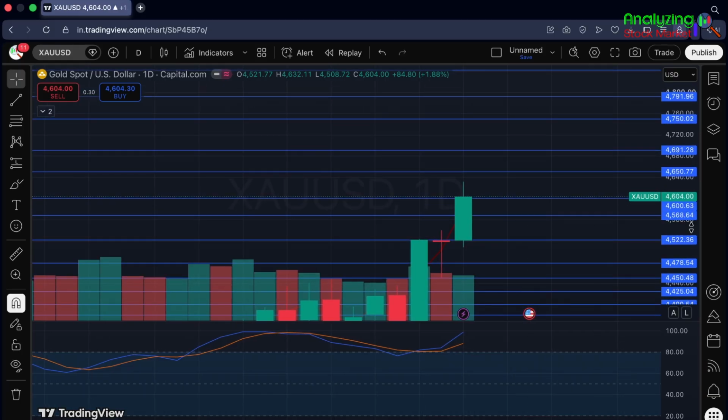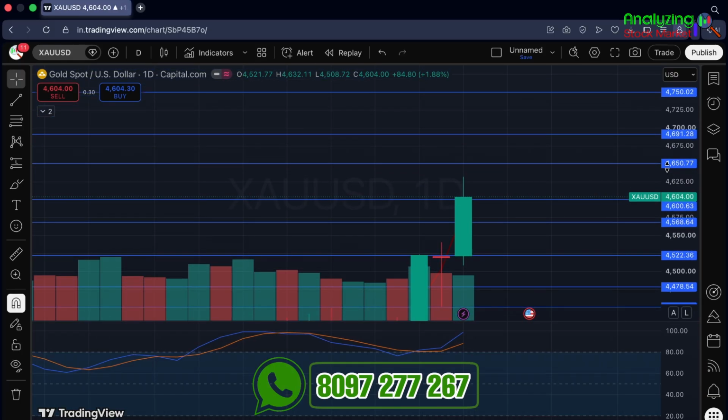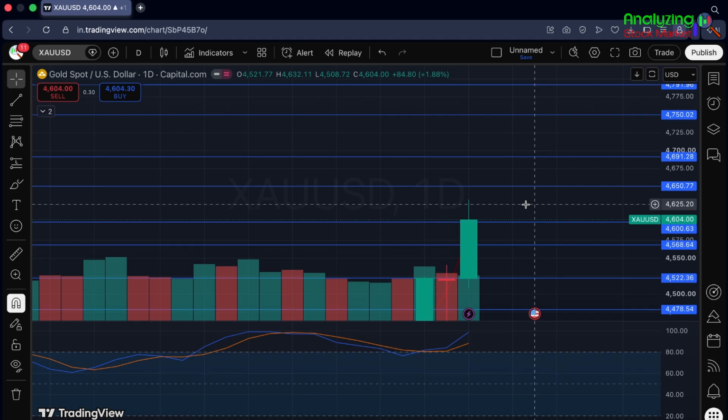So here, as you can see, 4604 is the closing. The direct support is 4600. Direct resistance is 4650. After direct support there is a support of 4568 and then 4522. After direct resistance there is a resistance of 4691 and then 4750. These are the important support and resistance zones which will help you take better stop loss and target levels according to your bias for this week. So do mark these levels on your chart as well.